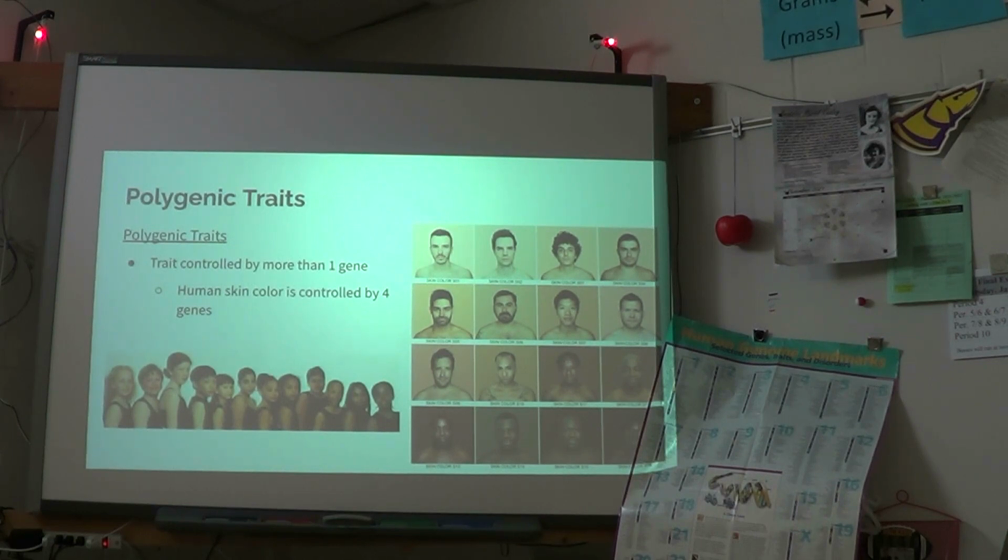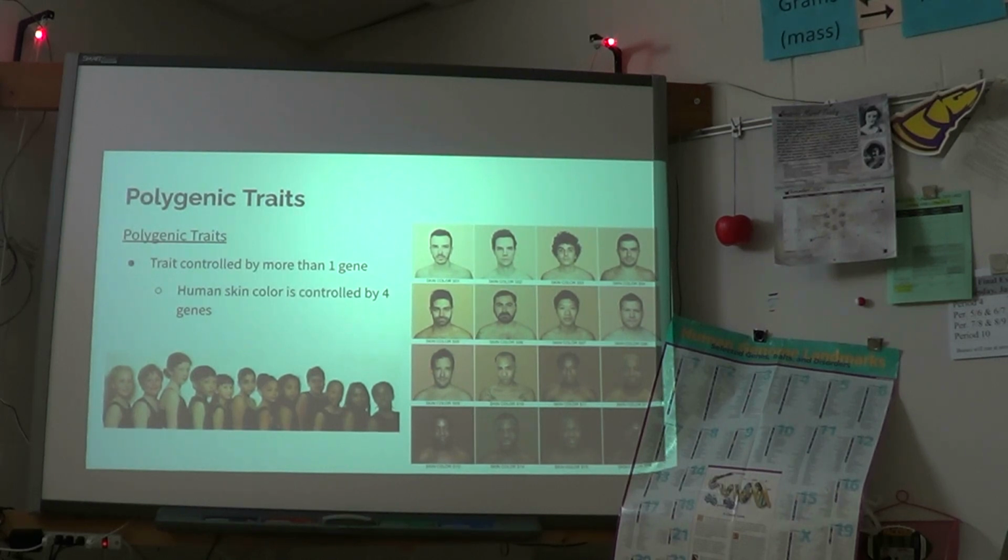So when we look around the room, we see lots of variation of our skin color. And it's not controlled by a single gene. For humans, it's actually controlled by 4 different genes. And the combination of those 4 different genes and how those genes are expressed give us the variations that we see. So we have a pretty big spectrum of coloration within our pigmentation, which means we have different amounts of melanin in our skin. Polygenic is this idea that more than one gene controls it.